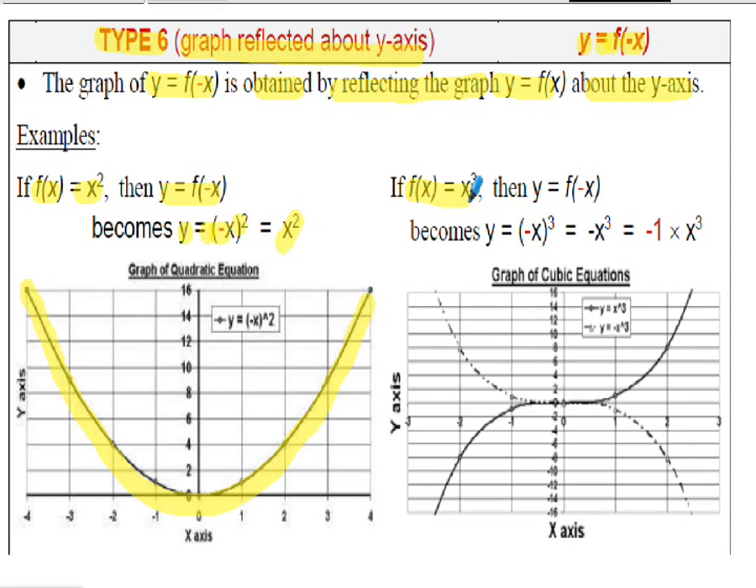If we now consider function of x is equal to x cubed, then y is equal to function of, in brackets, negative x becomes y is equal to, in brackets, negative x cubed. So that would be negative x cubed, because a negative x multiplied by a negative x is a positive x squared, and multiplied by a negative x is a negative x cubed. That's like having negative 1 multiplied by the x cubed curve. If we plot the y is equal to x cubed curve, we will get this shape, passing through 0, 0 on the origin. And if we plot the y is equal to negative x cubed, we will plot this shape here, in other words, reflecting about the y-axis.